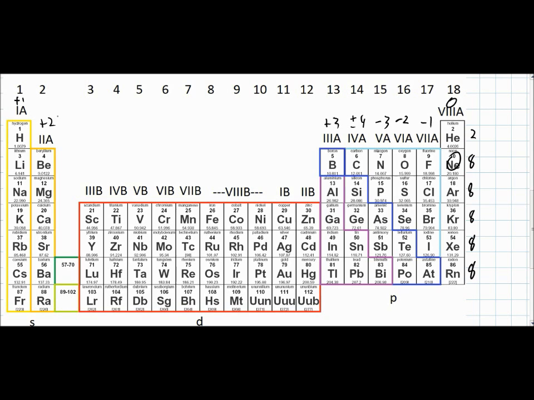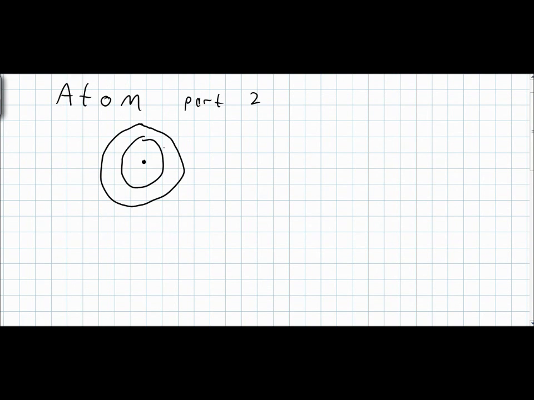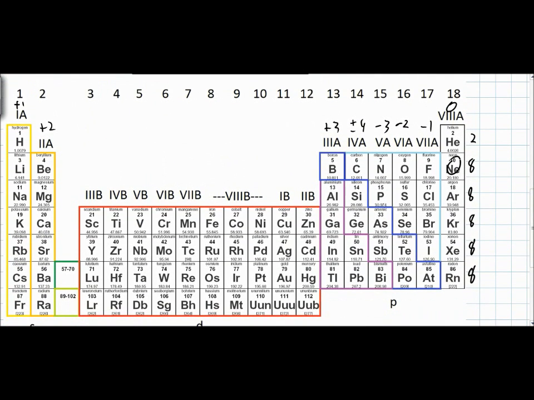Now I'm going to quickly go over a new part of the atom. So we've already talked about the electron cloud, we've talked about protons, neutrons, and electrons. But let's talk about the isotopes. So isotopes are when elements of the periodic table have different numbers of neutrons. If you change the number of protons, then you change the element. Because hydrogen has 1 proton, if you add a proton to it, it becomes helium.